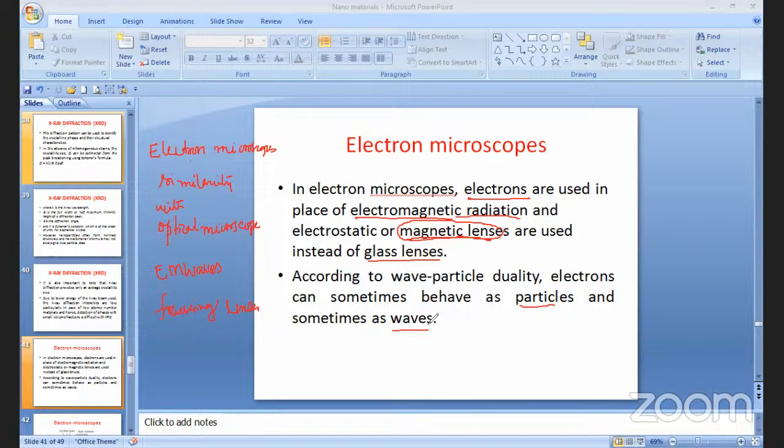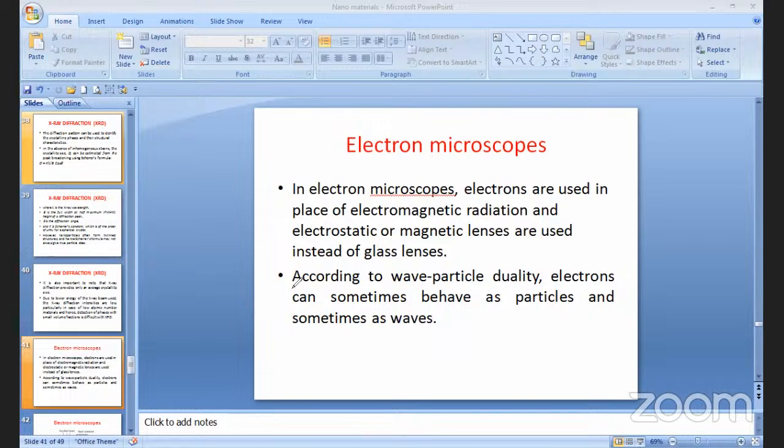Okay, so here, just like electromagnetic radiation can be used to image the object, electron waves can be used to image the objects here. So that means in the case of the optical microscope, generally we take electromagnetic radiation, which is used to image the object. Here, instead of that, electrons will be used to image the objects, right?